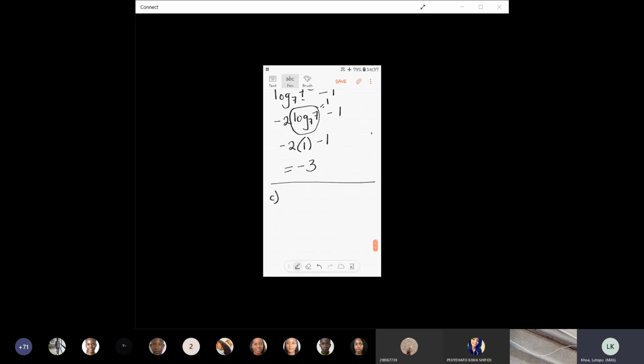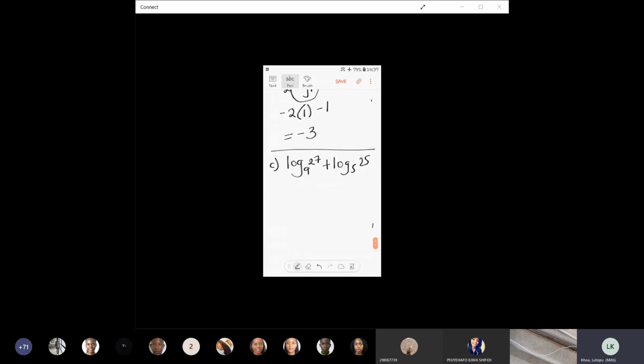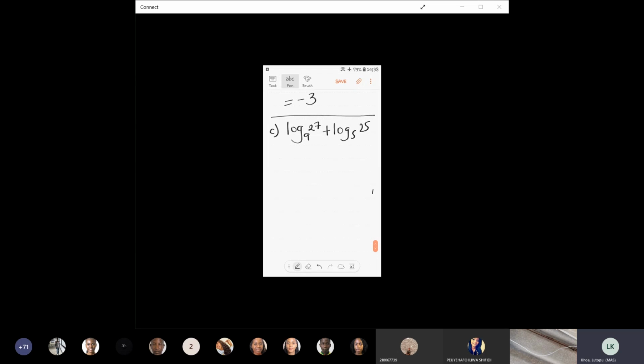Then the previous one, this one is C. Log base 9 of 27 plus log base 25 of 5. Okay, now this one over here, with the first logarithm, I see that 27, I cannot rewrite it as 9 to the power of anything. The best I can do is write 27 as 3 to the power of 3, but 9 can also be written as 3 to the power of 2. So I think I will have to change the base of the logarithm. So the technique again, I have one big fraction.